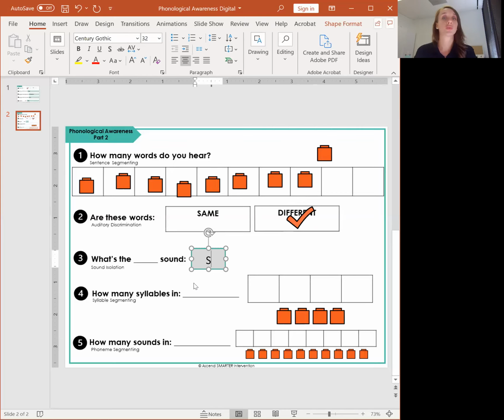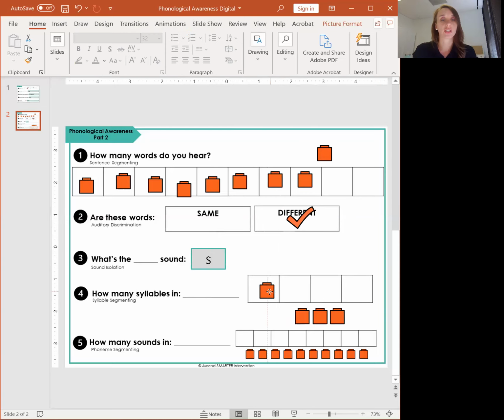How many syllables do you hear in brick? 1. So a syllable is just a vowel sound. So it's a word or a part of a word with one vowel sound. And so if students are having a hard time differentiating between syllables and sounds, I can specifically ask, okay, we're listening for syllables. We clap our syllables. We're clapping each vowel sound that we hear in the word. So this is why understanding the difference between vowels and consonants is so important.